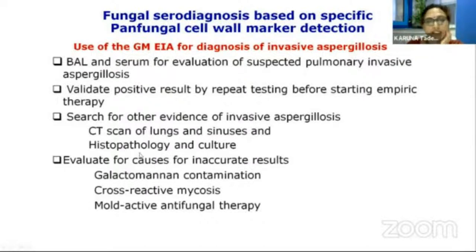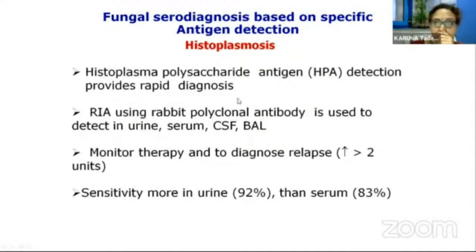A search for other evidence is important. Again, histopathology and imaging have to be done, and evaluate the causes for inaccurate results of galactomannan, like galactomannan contamination, cross-reactive mycosis, or mold-active antifungal therapy.